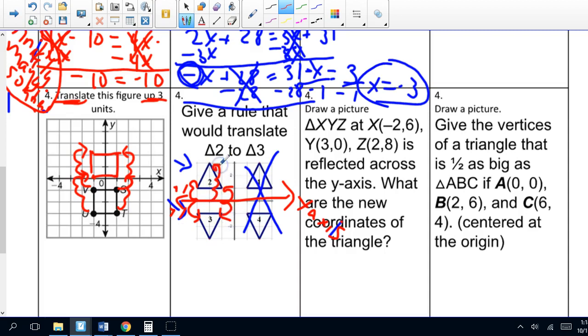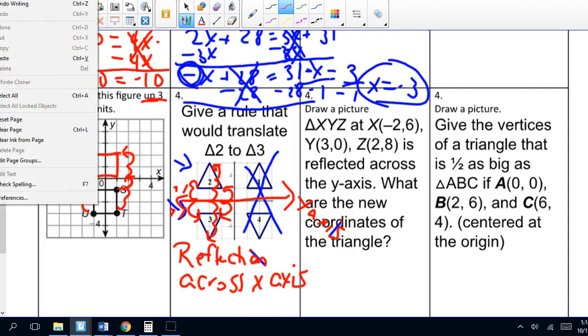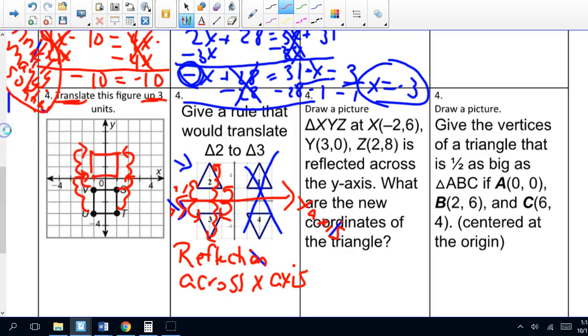Now let's check that vertex at the top. That's 3 units from the red line. And it's also 3 units below the red line. So we did the same thing all the way around. So the answer to this one is that it's a reflection across the x-axis. Okay? A reflection.